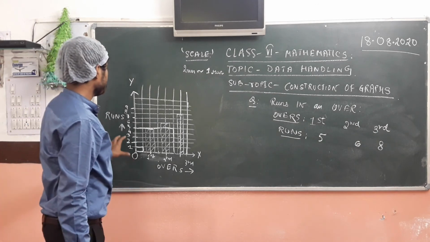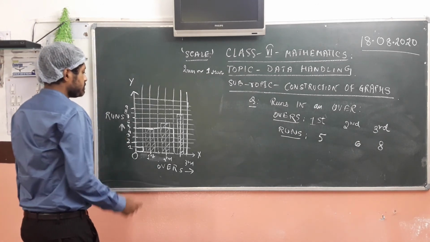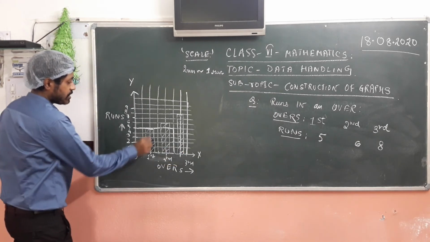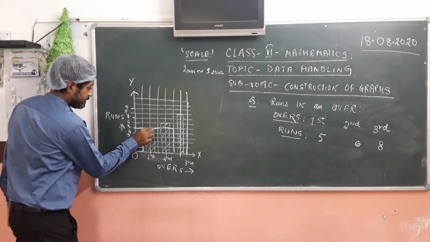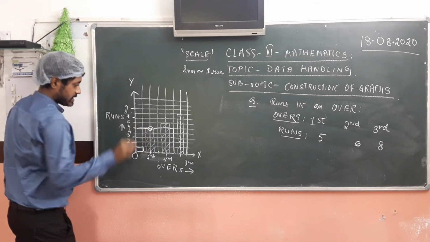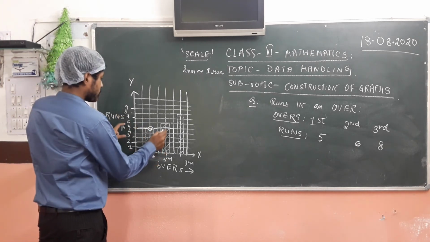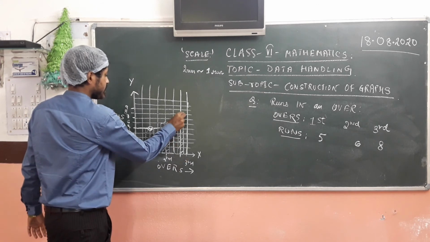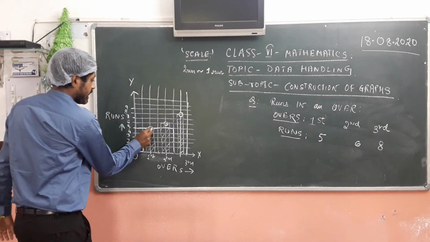For the same problem, if you want to do a line graph, it's very simple. We don't need to do the bars. We mark 1, 2 and 3. Where 1 and 5 coincide, we place a point and circle it. Where 2 and 6 coincide, we place a point and circle it. Where 3 and 8 coincide, we place a point and circle it. And then we join.